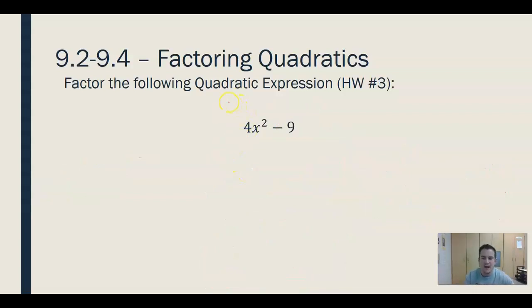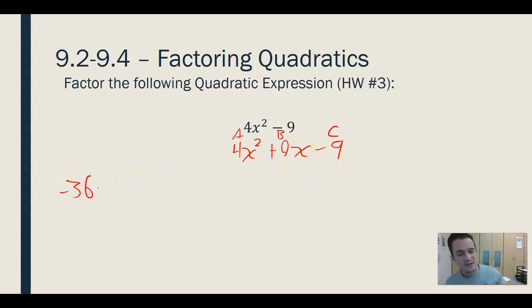4x squared minus 9. So keep in mind that this is 4x squared plus 0x minus 9. There's no x term, so there's just 0 of those. Is there a greatest common factor? No, there is not. So next, I need to find factors of a times c. So 4 times negative 9 is negative 36. So I'm trying to find two numbers that multiply to make negative 36 that add up to 0.